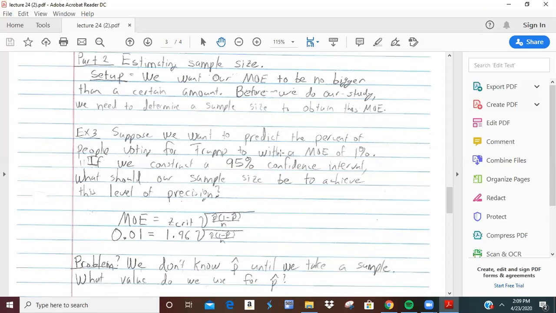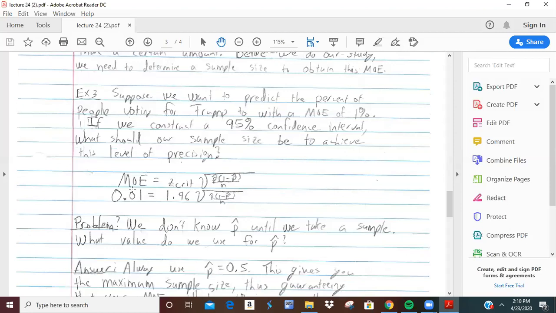So here's my example. We want to predict the percent of people voting for Trump to within a margin of error of 1%. We're going to construct a 95% confidence interval, and we need to know what our sample size should be to achieve this level of precision.